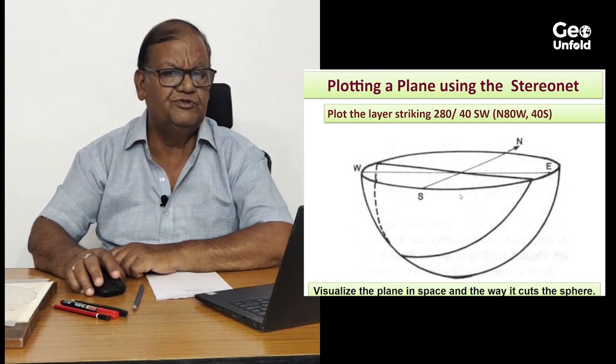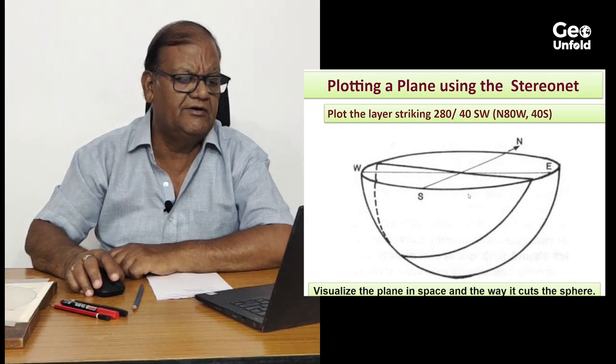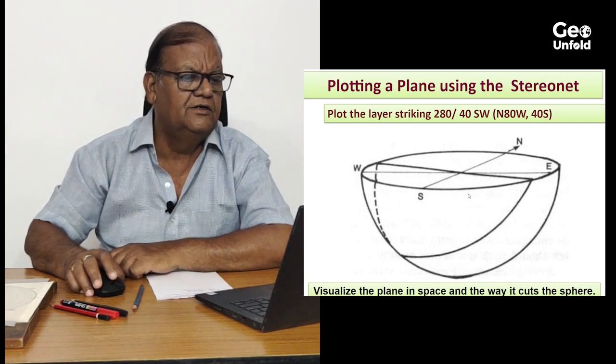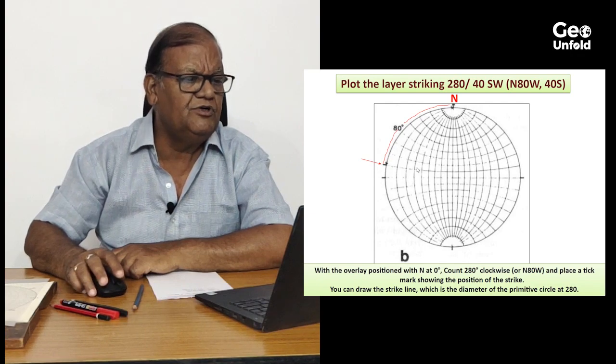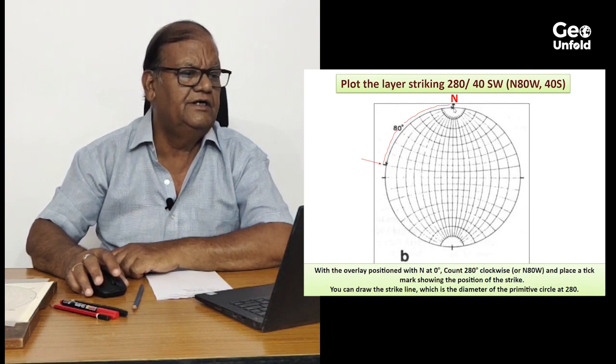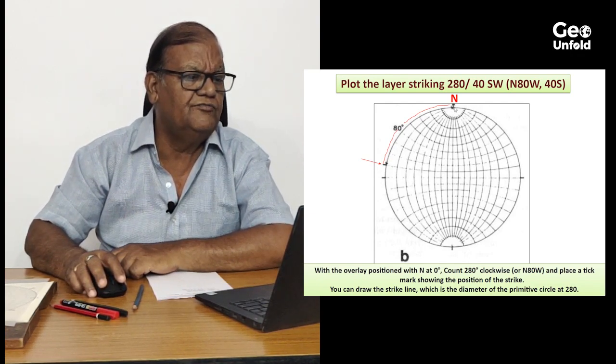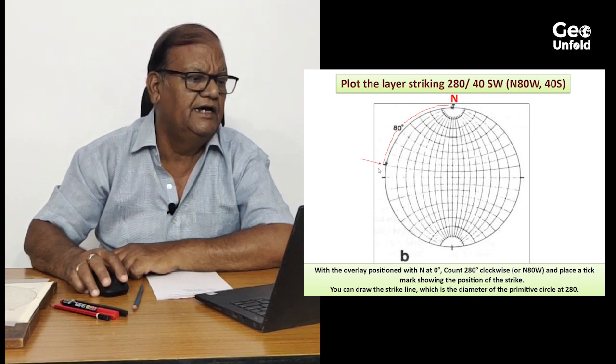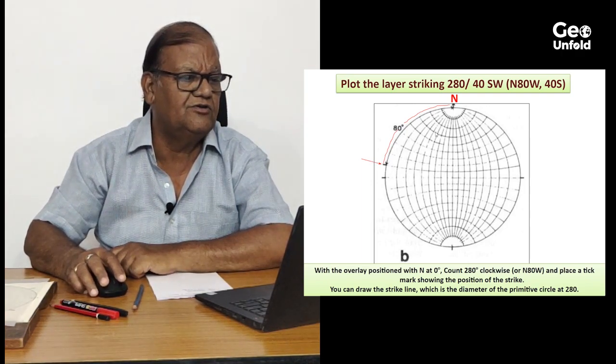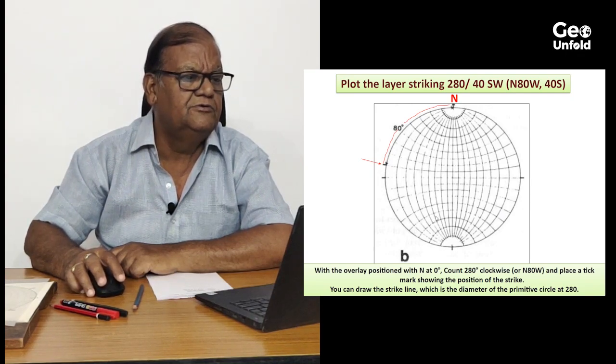This is only to visualize the plane in space and the way it cuts the sphere. If we want to plot it on the net, from north we have to count 80 degrees to the west side and mark it as the strike. As we know, strike is always taken on the horizontal plane, so we are taking the outermost circle, that of the equatorial plane.